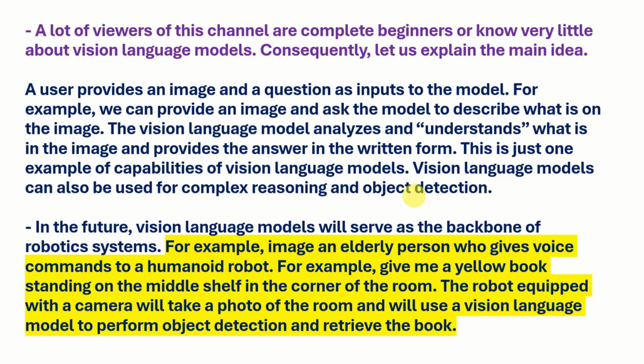Vision language models can also be used for complex reasoning and object detection, which is a very interesting application in robotics. In the future, vision language models will serve as the backbone of robotic systems. For example, imagine an elderly person who gives voice commands to a humanoid robot. The person can ask the following: give me a yellow book standing on the middle shelf in the corner of the room. The robot equipped with a camera will take a photo of the room and will use a vision language model to perform object detection, understanding of a scene, and retrieve the book.